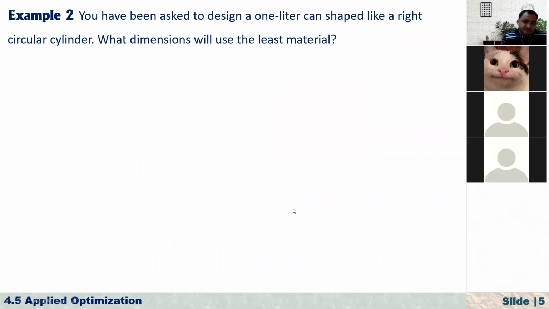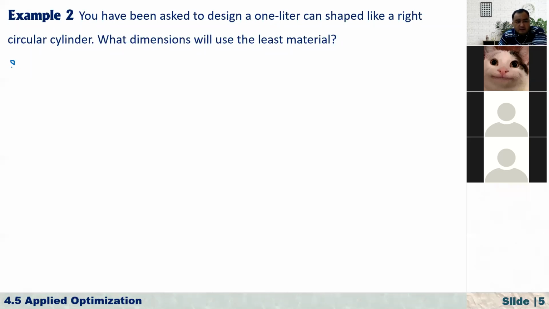Okay, guys, the second problem. You have been asked to design a 1-liter can shaped like a right circular cylinder. What dimensions will use the least material?